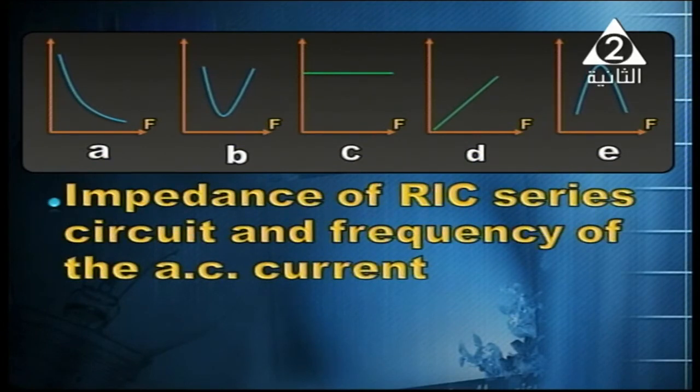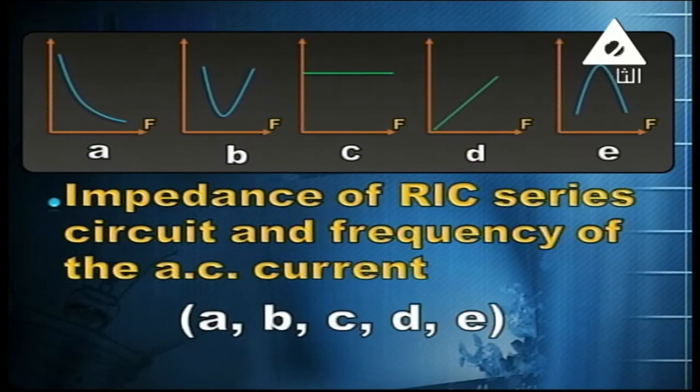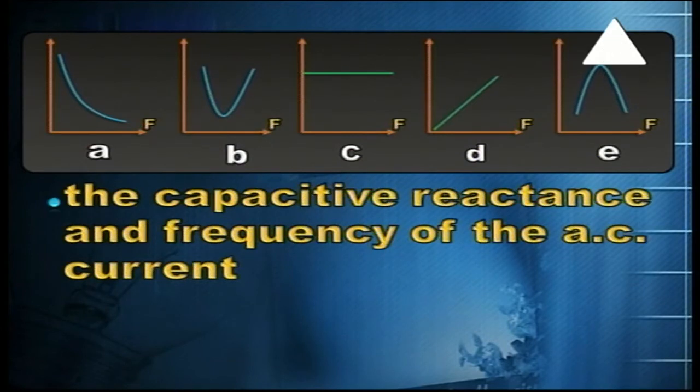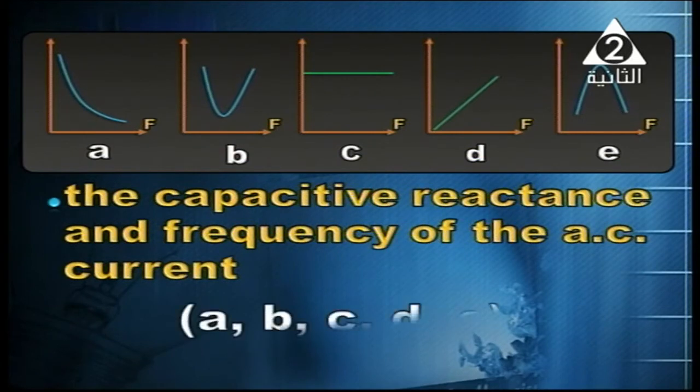Impedance of RLC series circuit. Impedance and frequency. Is it A, B, C, D, and E? Of course, it is B. And what about the relation between capacitive reactance and frequency? A, B, C, D, and E. Capacitive reactance and frequency, we've got an inverse relation. So it must be letter A.